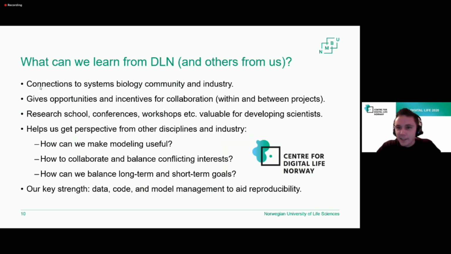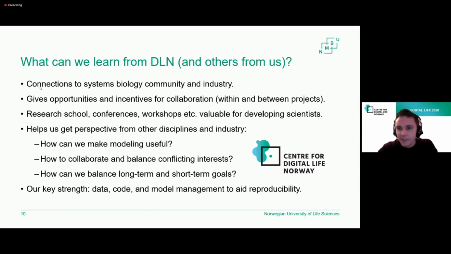So this is the last slide. I'll just end by summarizing how we think that we are benefiting from being part of Digital Life Norway. First, and perhaps most importantly, it provides us with connections to the systems biology community and to the industry.